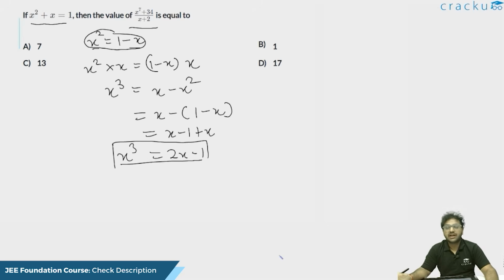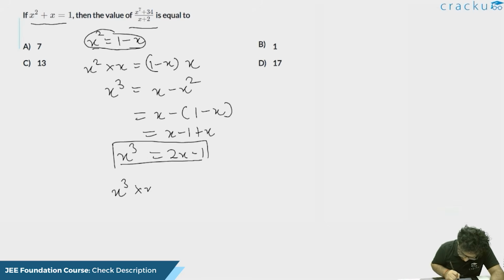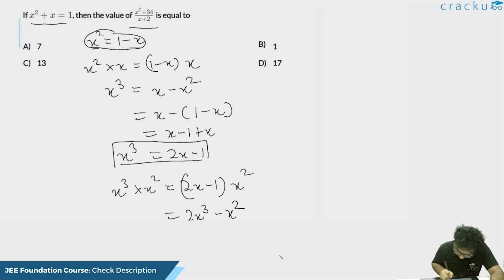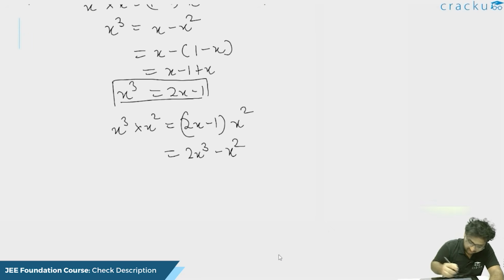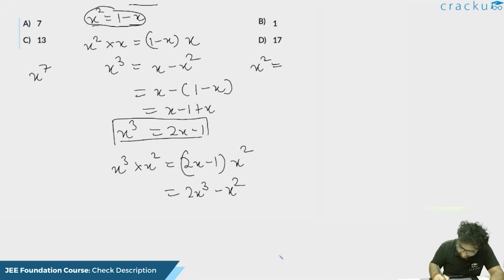Now what I will do? Now I will multiply x cube to x square. So x cube into x square is equal to what? 2x minus 1 into x square. So this is equal to what? 2x cube minus x square. See, we can multiply x cube with x also, but to do the calculation faster, we will multiply it with x square, as we need to reach where? We need to reach x to the power 7. Okay. So this is what? Now we know x cube is equal to 2x minus 1 and x square is equal to what? So x square is equal to 1 minus x.